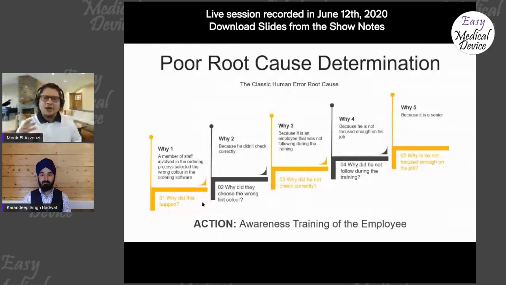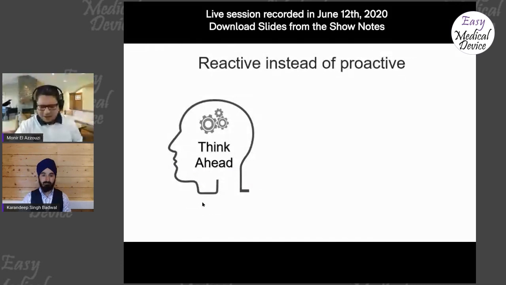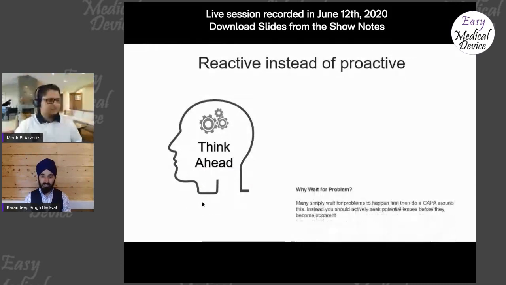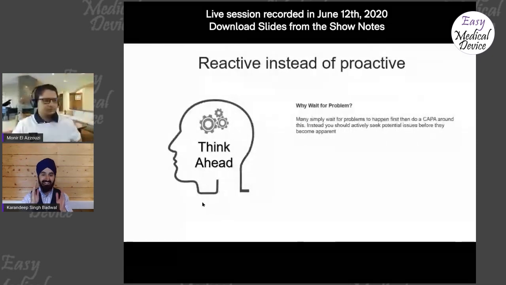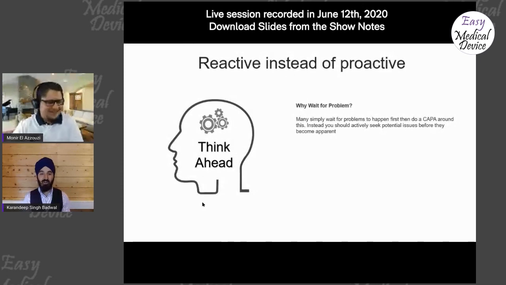They are only tools. You also have to have the right philosophy behind all that, to provide the right solution. Be proactive instead of reactive. You need to think ahead. Don't think about now, don't think about the past. You need to think about the future. Why are you waiting for a problem to occur? You're simply sitting there, waiting for a problem to occur.